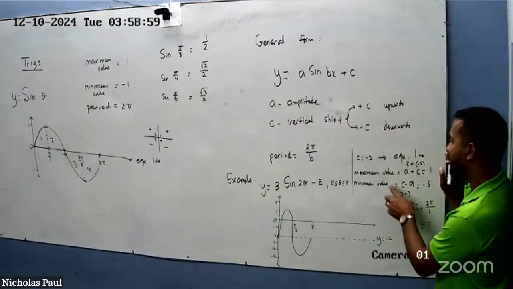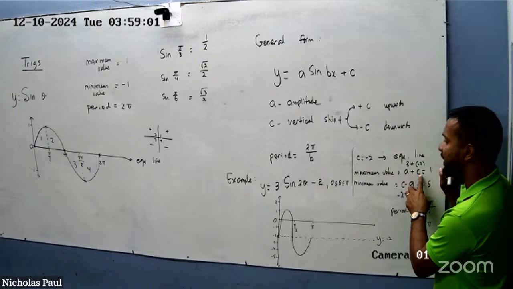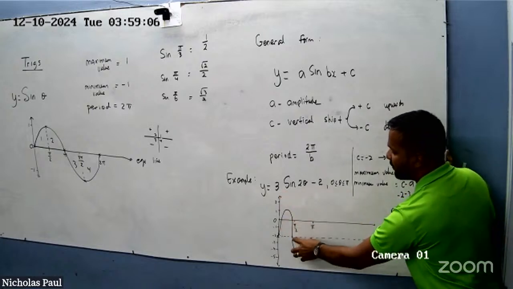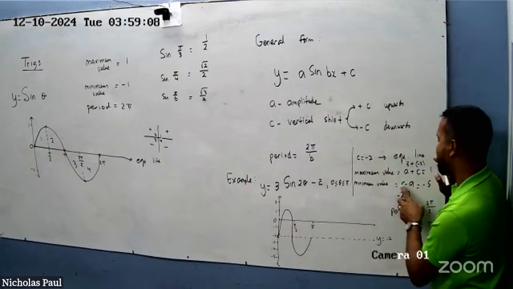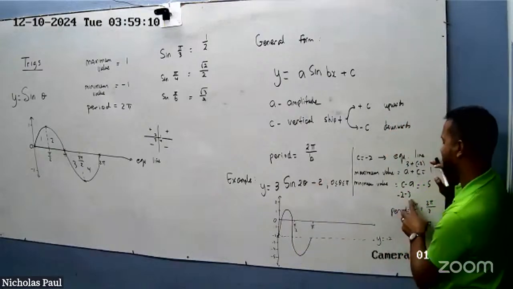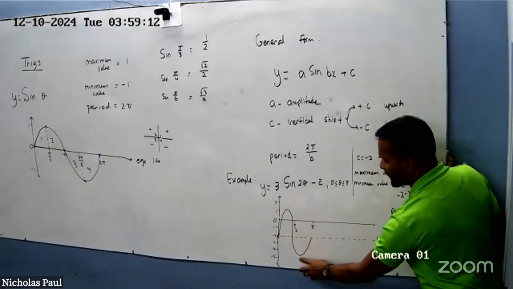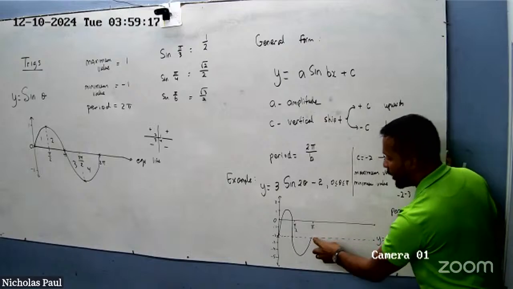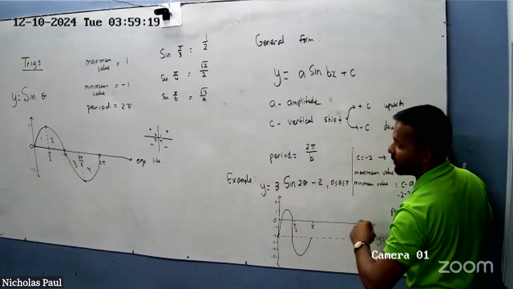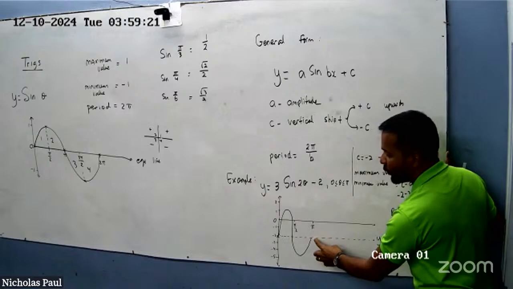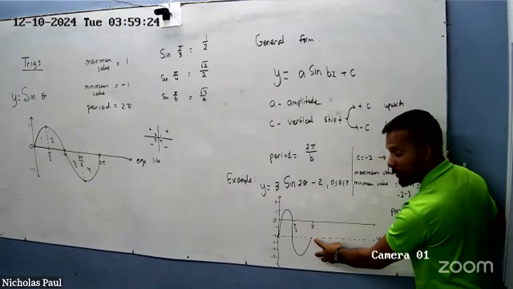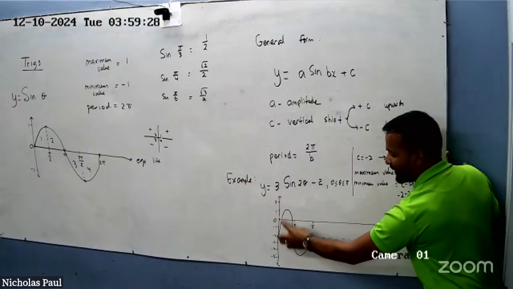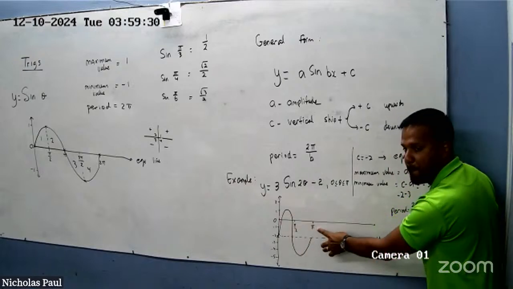Okay? Then maximum value A plus C. I get 1. So I carry my graph up to 1. And then minimum value C minus A. So I took minus 2 minus 3 and I got minus 5. So I took my graph down to minus 5, and bring it back up. We know what the sine graph looks like. This is the sine graph. So we know that's one period. Right? So we can work out one period is 2 pi on B.